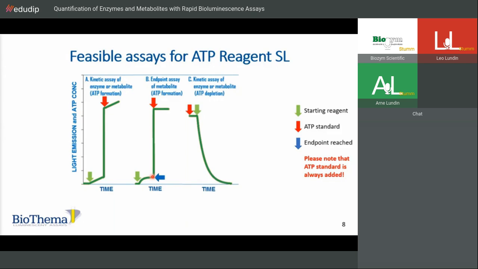In kinetic ATP depletion assays, ATP is added first, and then the starting reagent is added. A plot of log of the light versus time will be a straight line with a slope equal to the rate constant of the reaction. In endpoint assays of metabolites, the metabolite concentration must be lower than the ATP concentration, so that only a fraction of the ATP is depleted.